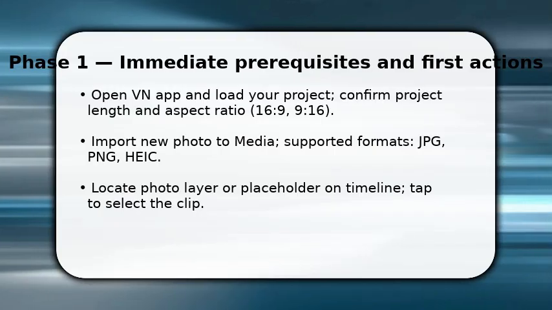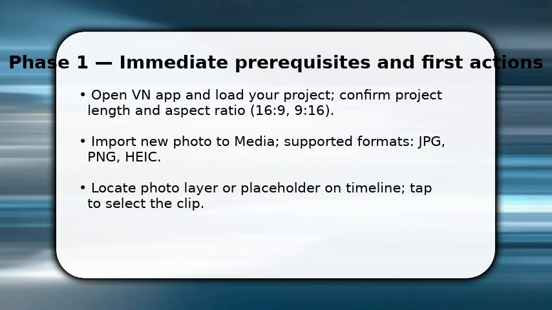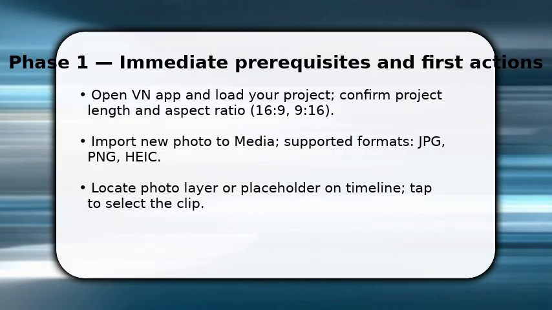You've opened VN and loaded the project. Now import the new photo into Media so it's available. Once the image is imported, find the photo clip or placeholder on the timeline and tap to select it. Press Replace or long press the clip to reveal options. This immediately starts swap mode.